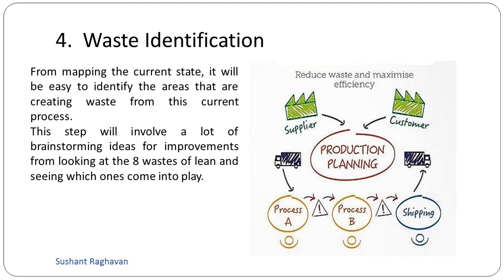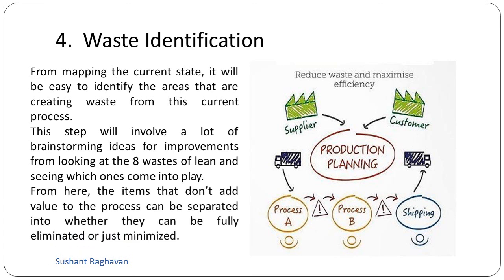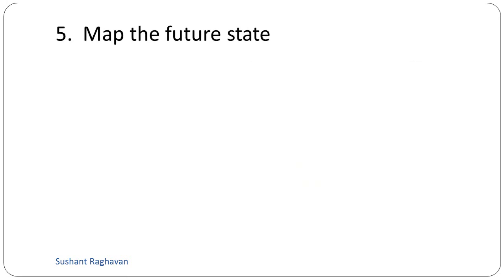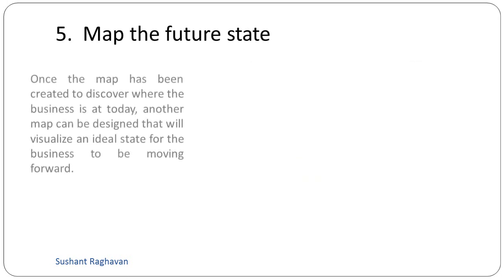This step will involve a lot of brainstorming ideas for improvements, from looking at the 8 ways of lean and seeing which ones come into play. From here, the items that don't add value to the process can be separated into whether they can be fully eliminated or just minimized.